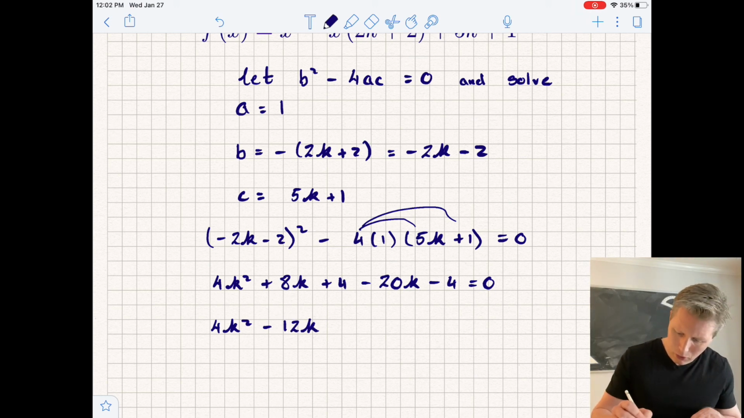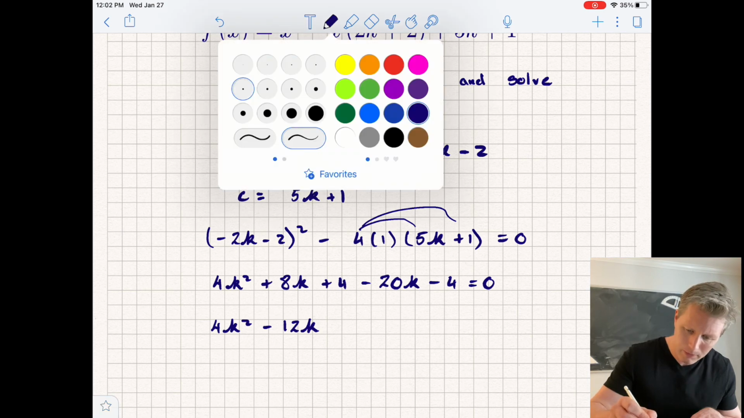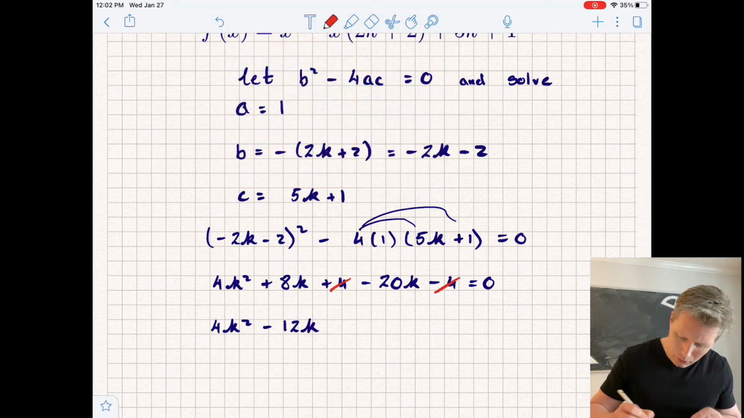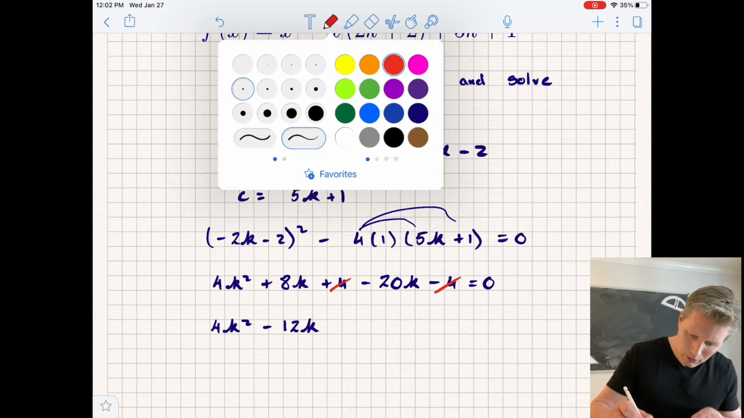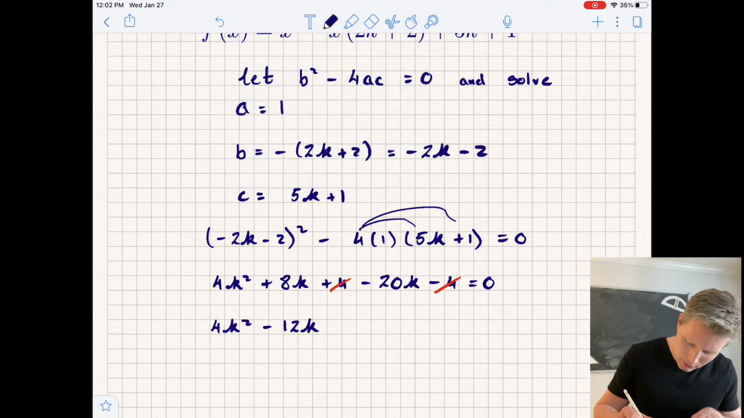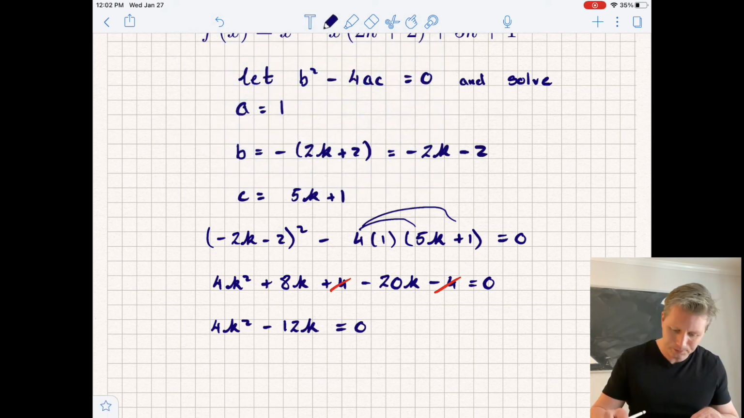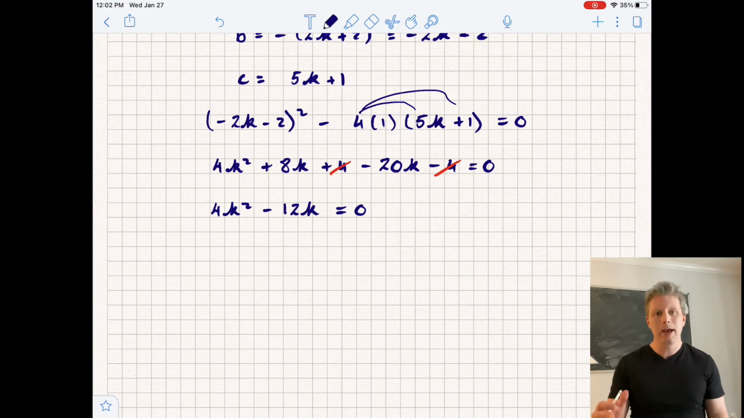Gathering up my like terms, I get 4k squared plus 8k minus 20k, which is minus 12k. And my 4 and my negative 4 will cancel. And so I'm left with 4k squared minus 12k is equal to 0. So I have a quadratic in k that I need to solve.